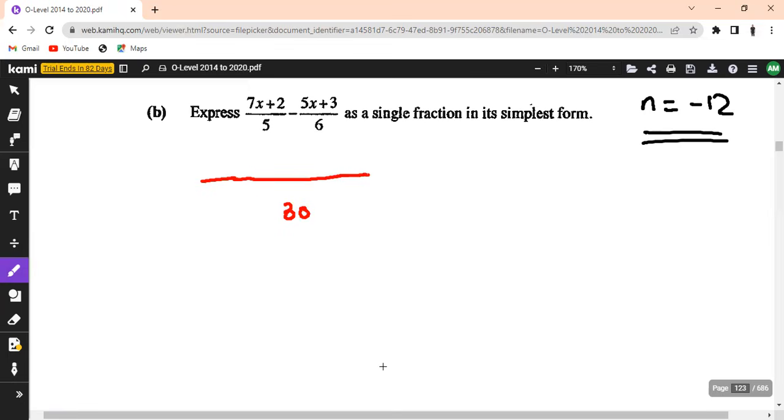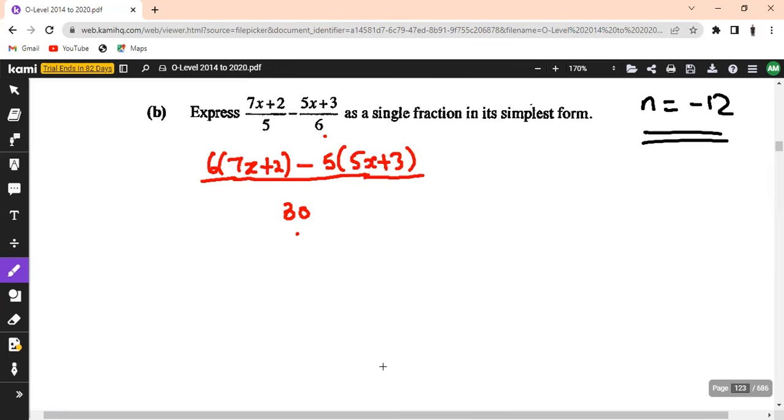All right, so you have to divide 30 by 5, which is 6, into 7x plus 2, which is your numerator. You multiply everything. Minus 30 divided by 6, which is 5. So it's 5, open bracket, that's going to be 5x plus 3, like that.